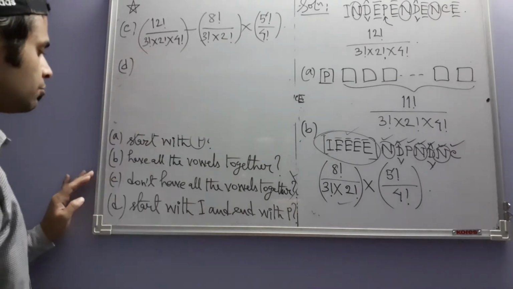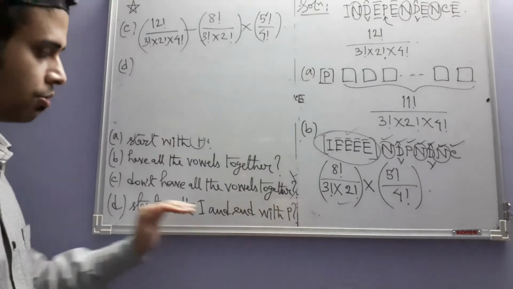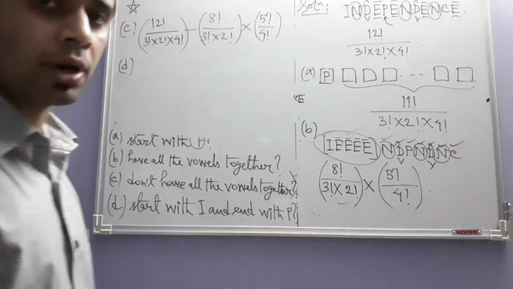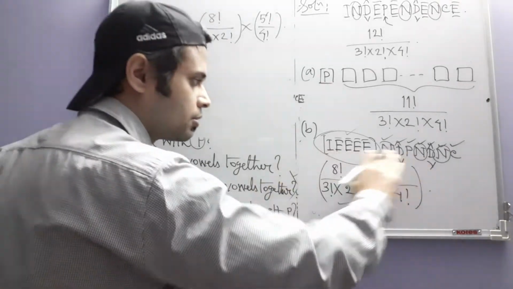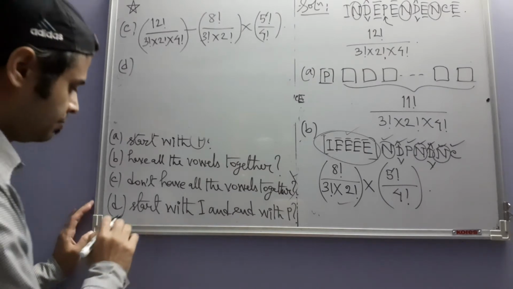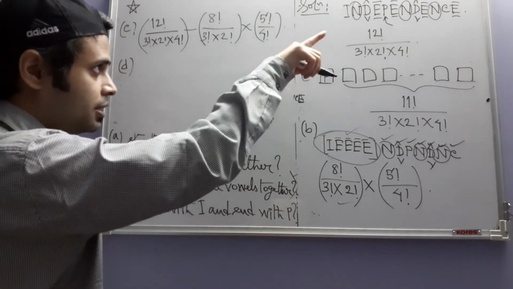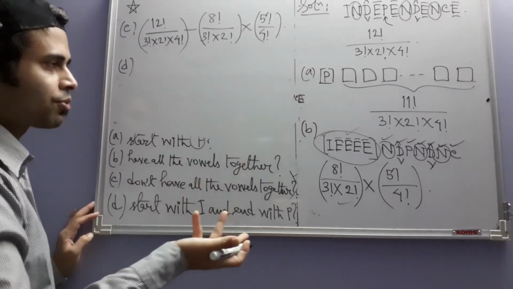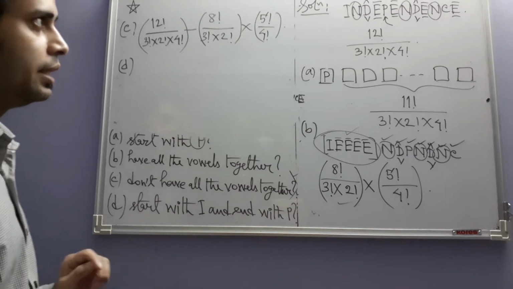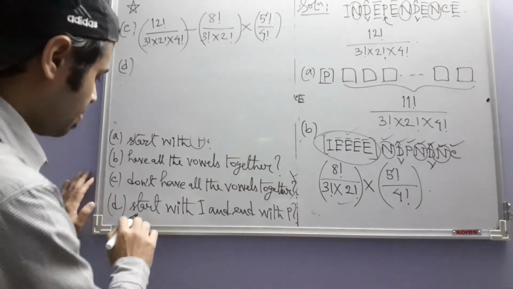Finally, for D, we have to consider those words or those arrangements. I should not say words because these are not meaningful words. These are just juxtaposition of letters. If you put one after another, they don't form any meaningful word except that first one, independence, or they may form some meaningful word if you just interchange some letters, anagrams you call them.